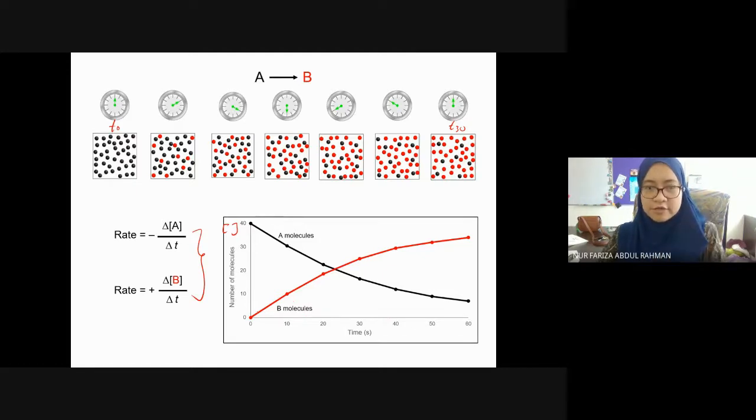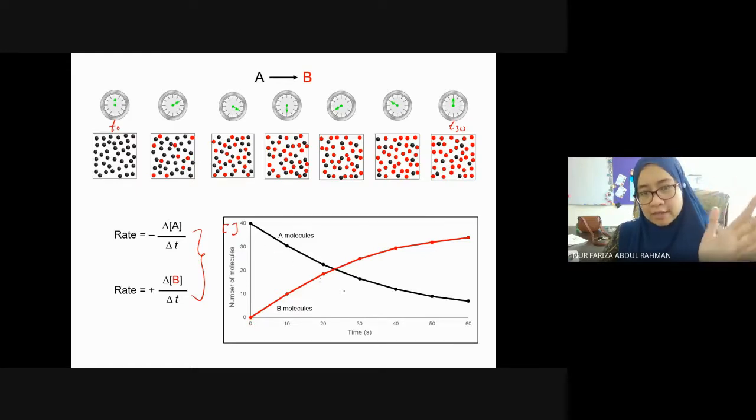When you plot the graph, do you see? The highest concentration would be from A, because it's the reactant. At T equals 0, the reactant will be at the highest because this is at the beginning of the reaction. So it starts the highest, whereas the product is 0, because it has not formed yet.